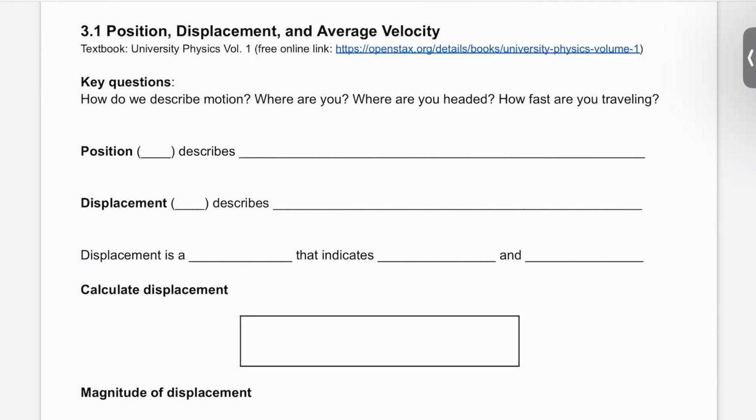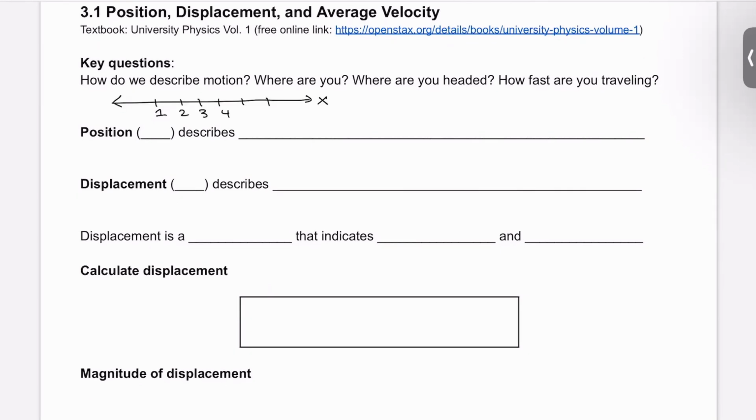So 3.1 is just introducing terms we're using to describe different aspects of motion. So things like the location of an object, what direction the object is traveling, how fast it's traveling, how far it traveled. So we're going to go over all those and see some formulas for calculating them.